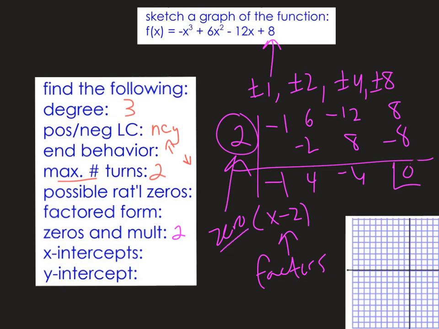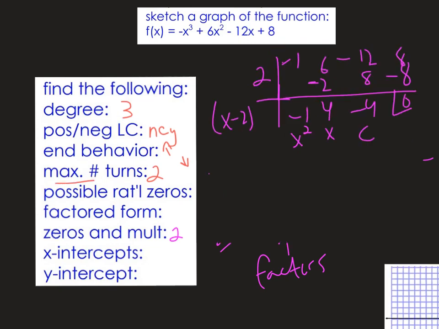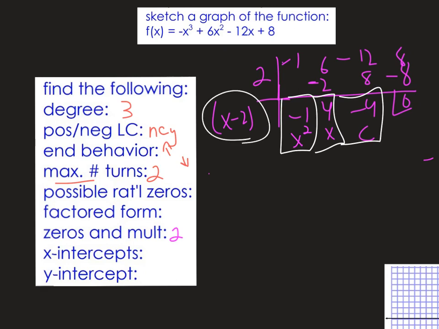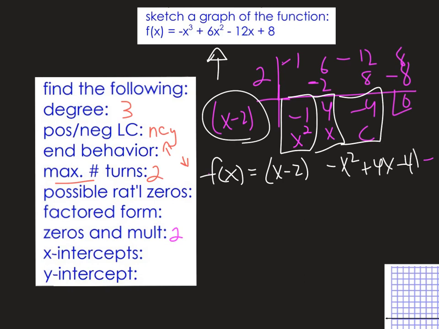So now let's see what we got here. Here is our new function that's going to be negative x squared plus 4x minus 4 times x minus 2. So let's just write that down. So what we have is our quadratic term, our linear term, and our constant term. And we have a factor here. So this original function here is now broken down into 2 factors. X minus 2 times negative x squared plus 4x minus 4.